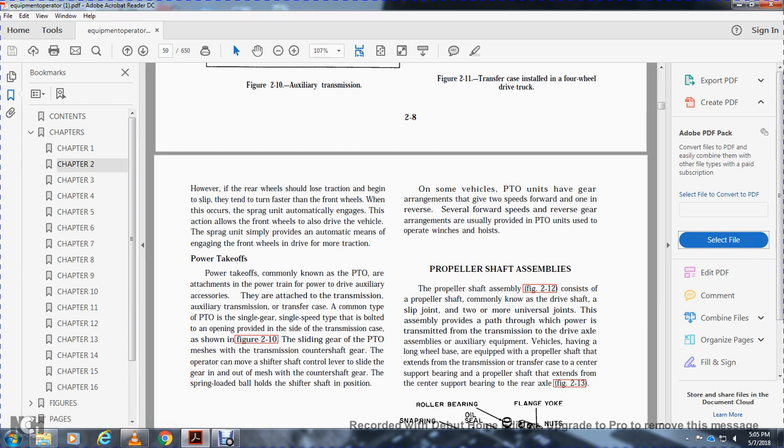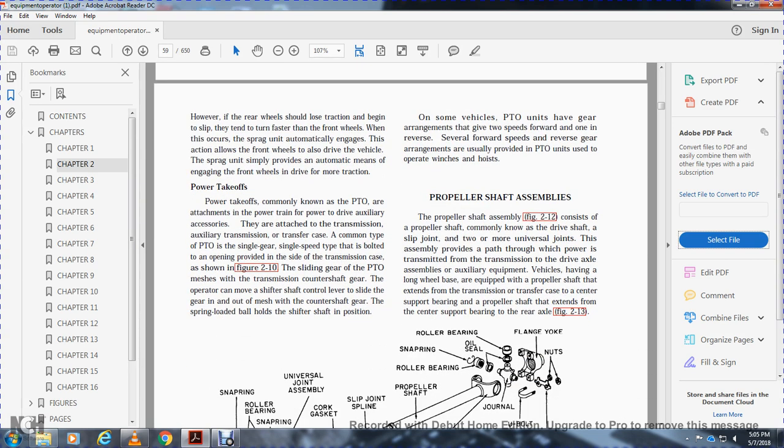A spring-loaded ball holds the shifter shaft in position. On some small vehicles, the power takeoff units have gear arrangements with 2 speeds forward and one reverse, or several forward speeds and a reverse gear arrangement. The power takeoff units are equipped for operating winches and hoists. Alright, your propeller shaft assembly.